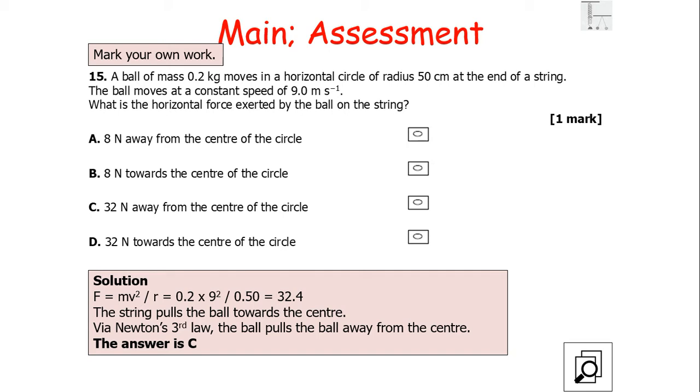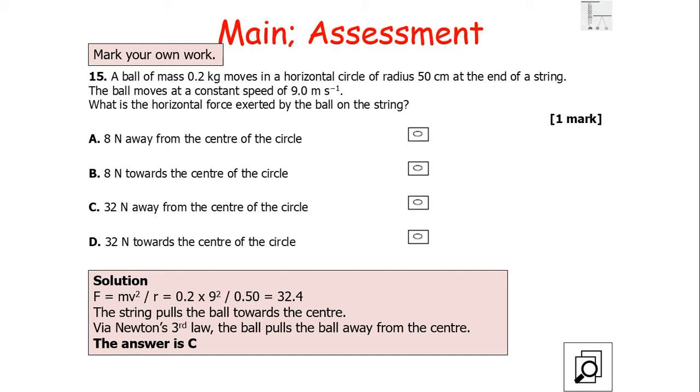So the string will pull the ball towards the center, and therefore, by Newton's third law, the ball will pull the string away from the center. So our answer in this case is actually going to be away from the centre, because we're not looking at the actual centripetal force, we're looking at this Newton's third law pair. But we need to work out the size of this Newton's third law force, so we can, because it's equal but opposite in direction, use the centripetal force equation to work out its magnitude.